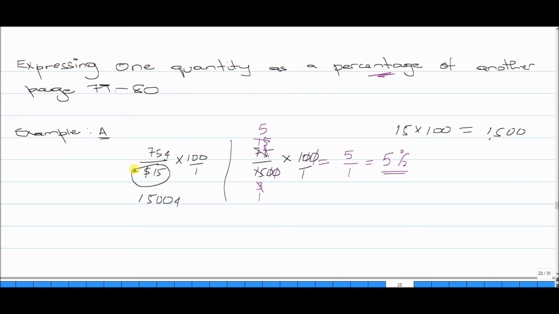So, to conclude, what percentage of $15 is 75 cents? 75 cents would have been 5% of $15. Please take time. Remember that our denominator comes after of, our numerator comes after is, and our units must be the same.